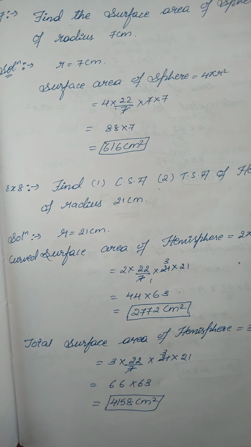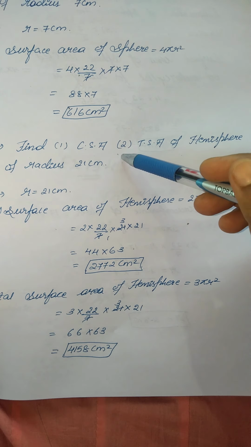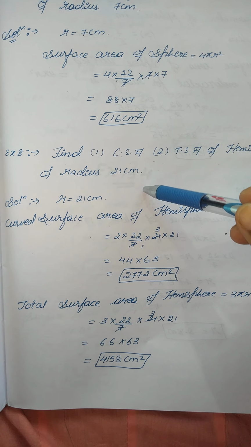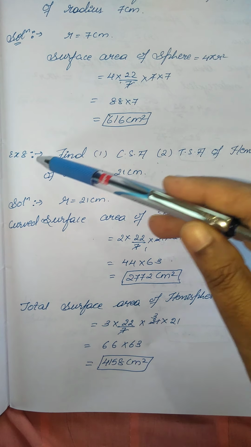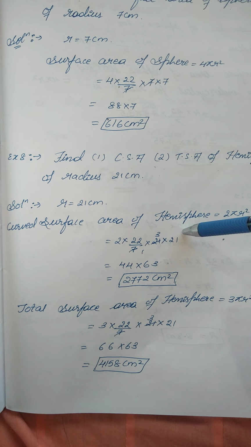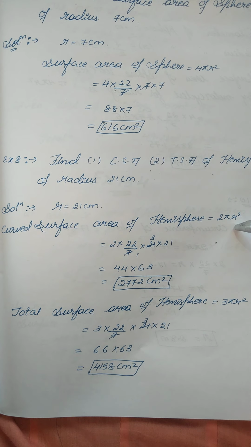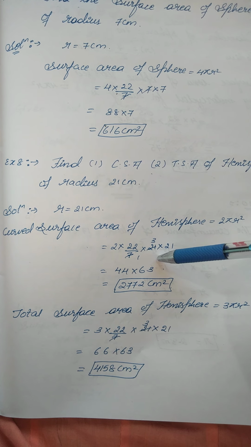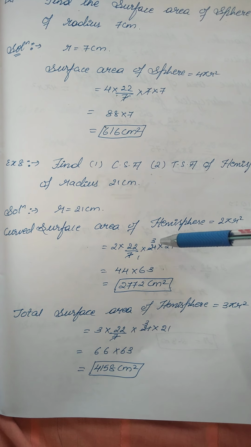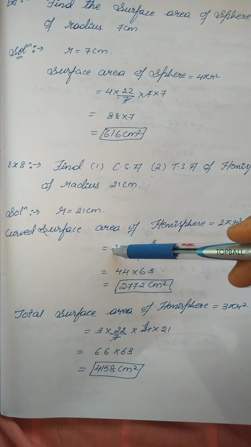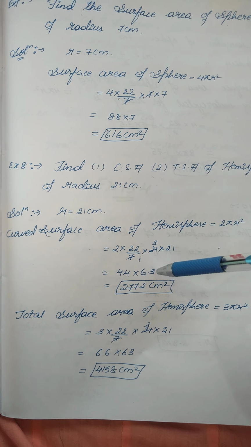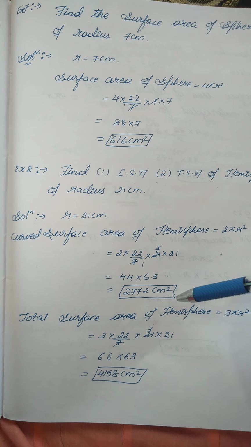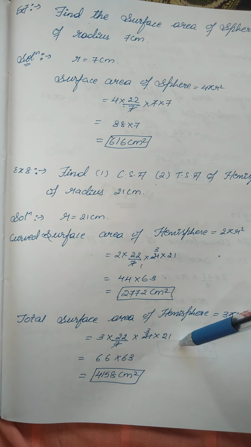Your second question is to find CSA and TSA of the hemisphere whose radius is 21 centimeters. It is example number 8 question, children. I know the curved surface area of hemisphere as 2 pi r square. On substituting, 2 into 22 by 7 into 21 into 21. 7 ones are 7, 7 threes are 21. 22 into 2 is 44. 21 into 3 is 63. On further multiplication I will get 2772 centimeters square as curved surface area.